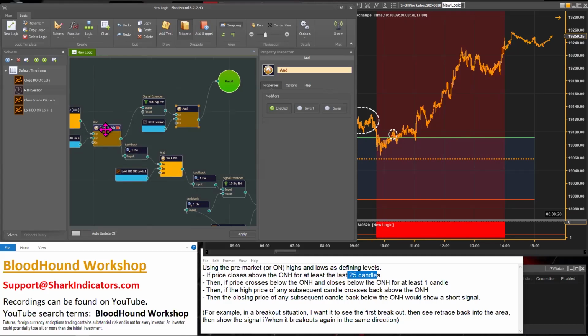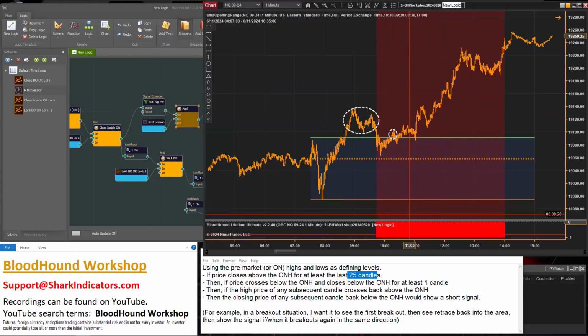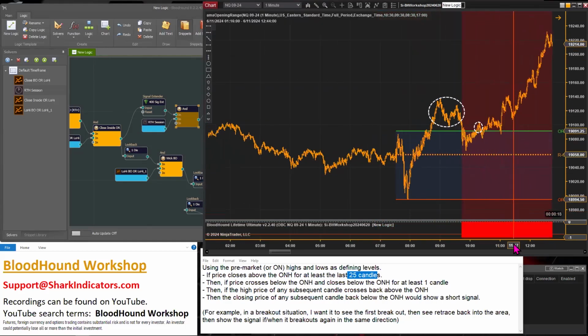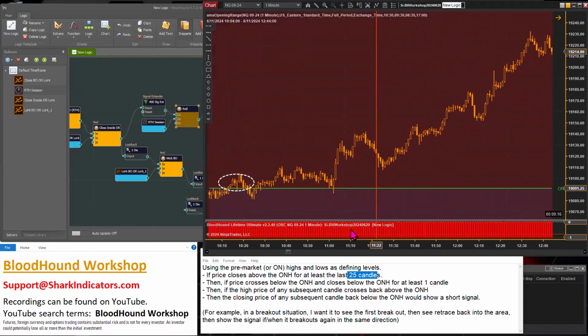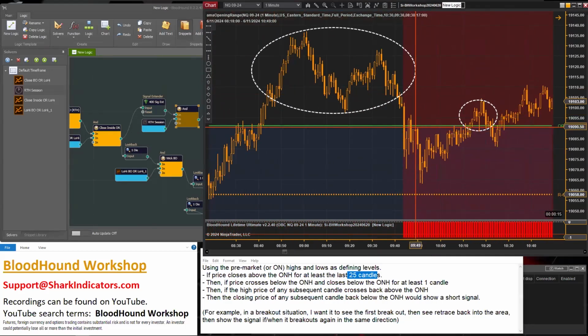Actually, I'm sorry. Hold on. This is actually the first breakout and then a close inside. Yeah. So, stretch this out a little bit so we can see this better. Right, there we go. So this is a close back inside.